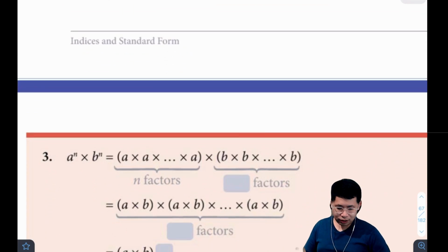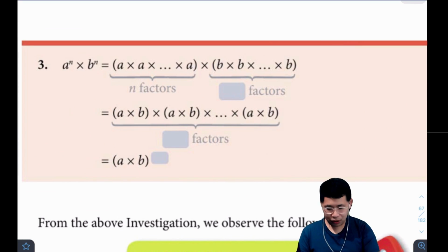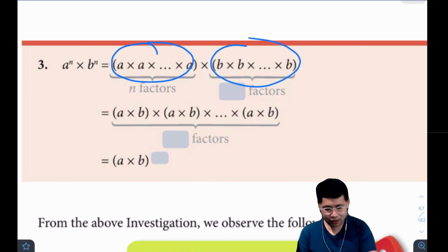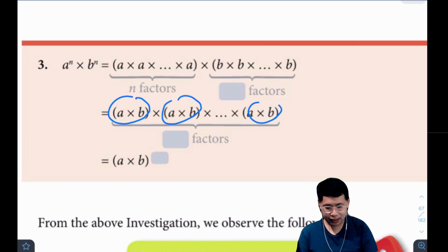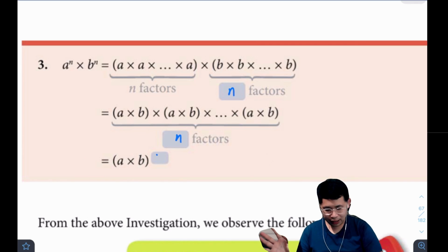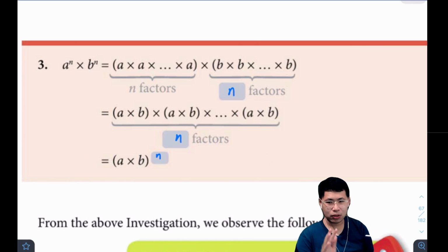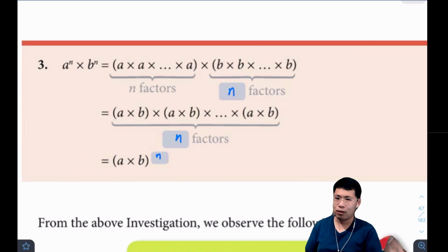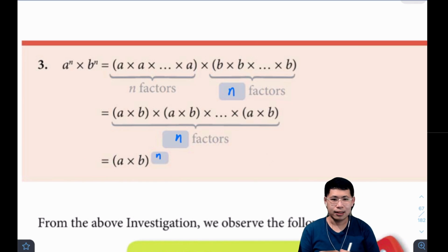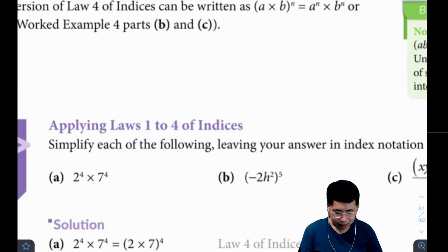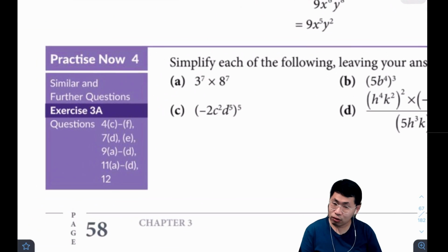Alright, so in general, when you have a to the power of n times b to the power of n, rearranged into n groups of these things, in total we can say that it's (a times b) to the power of n. Okay, so this is the third law. Let's take a look at some examples in practice now.